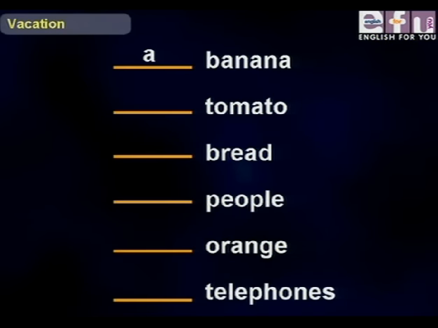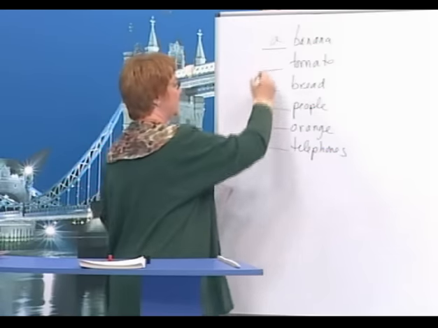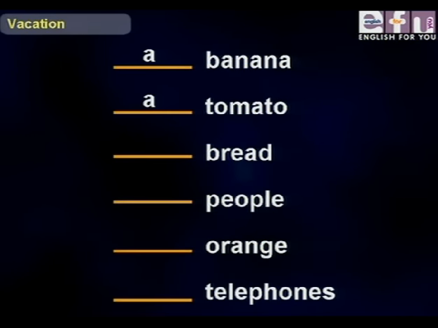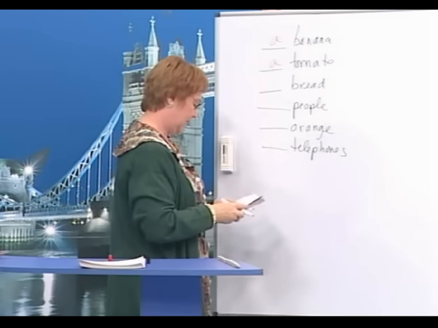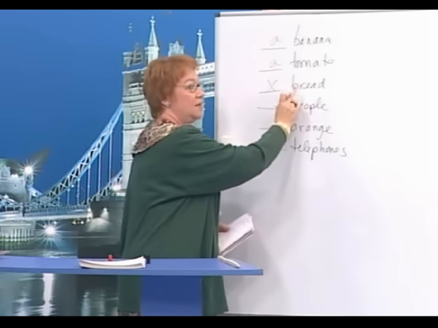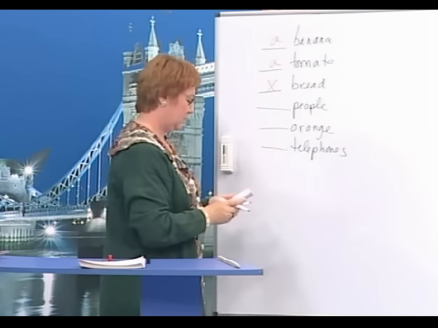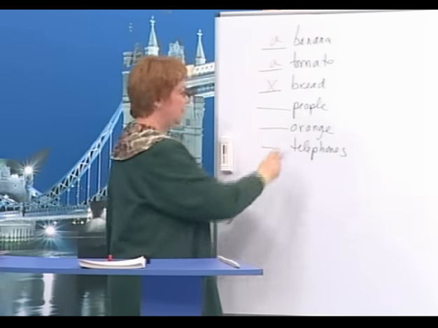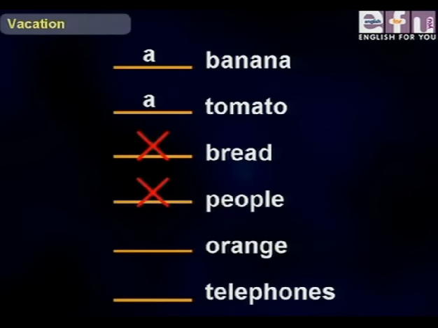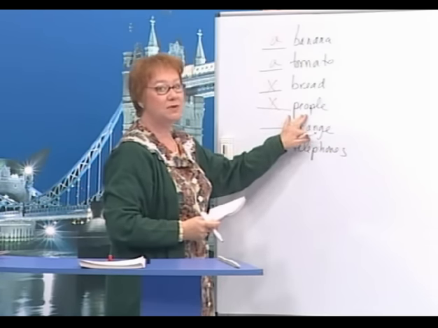Now, let's do these one by one, and we'll start with Susan. A banana. Yes. A banana. Okay. Next one, Ali. A tomato. Yes. This is general. Any tomato. A tomato. Okay. Isabel. Bread. Just nothing. X. Okay? Bread is non-count. Now, Ali? People. X. Okay? This is general. It's countable, but it's general.